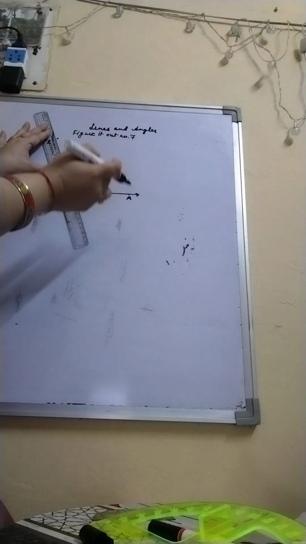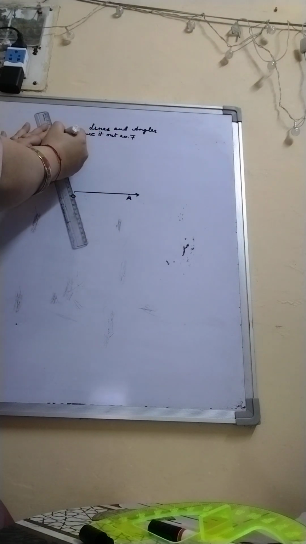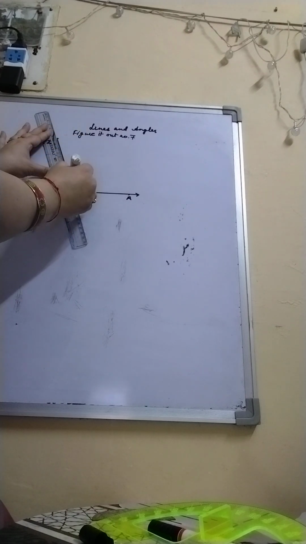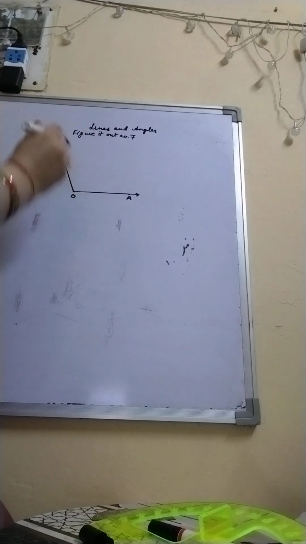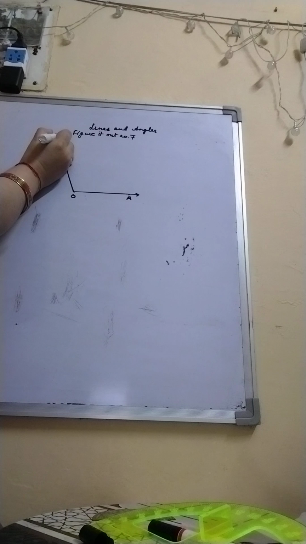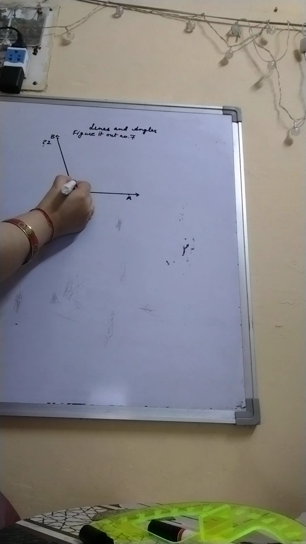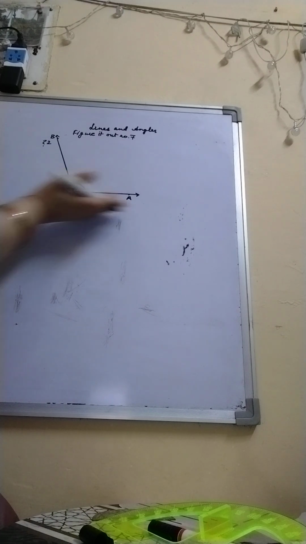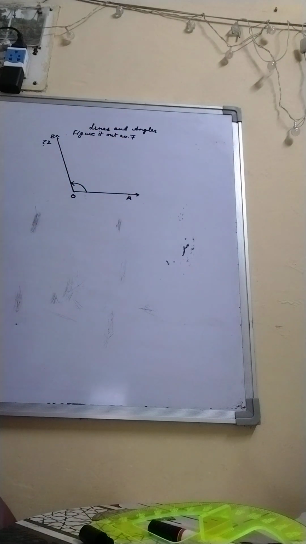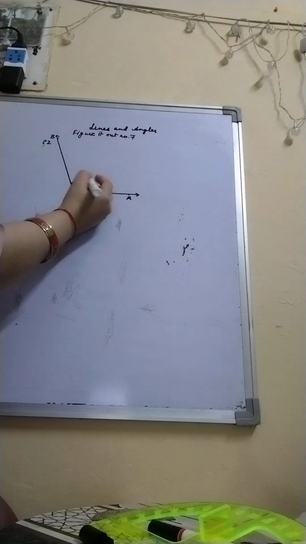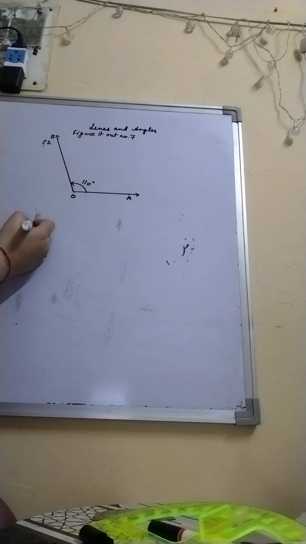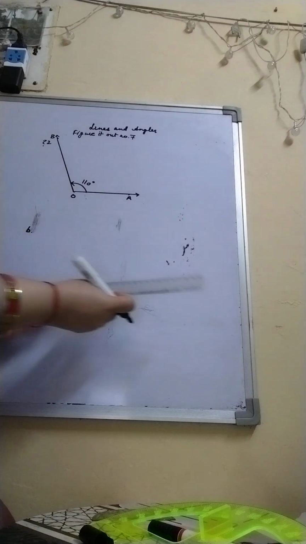So after getting the point, join the vertex, or join O, with the point B, and you will show the turning of the angle. From here, right side turning is done, or it is anti-clockwise. So this is 110 degree. Then the second part was 75.